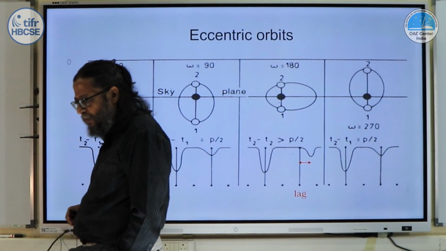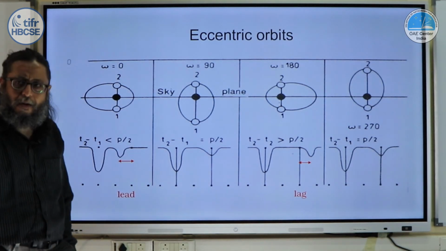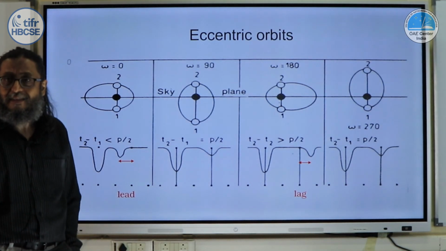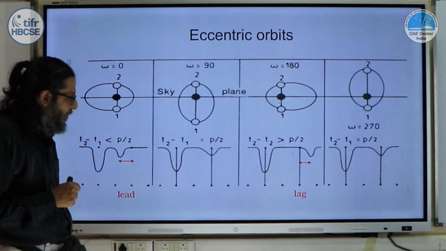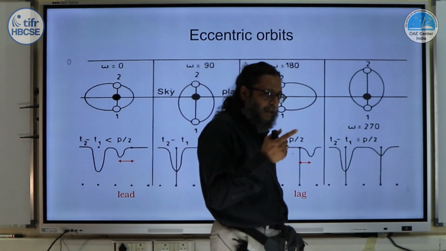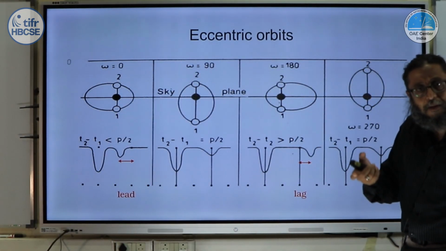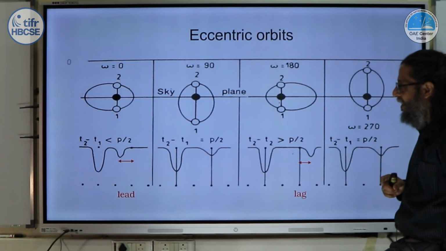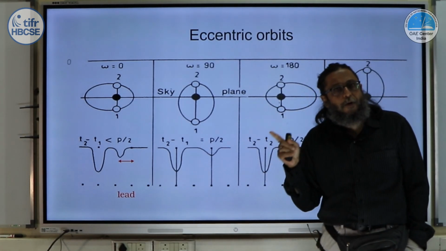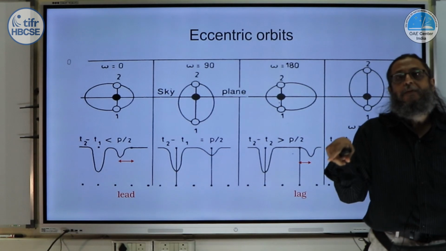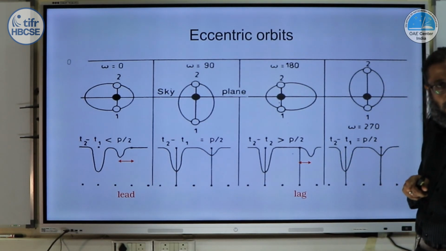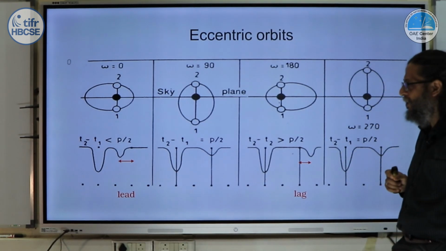Now, let's understand some practical cases that can occur. As we saw, the orbits can be elliptical and they can be oriented differently with respect to the observer. What do we mean by different orientation?